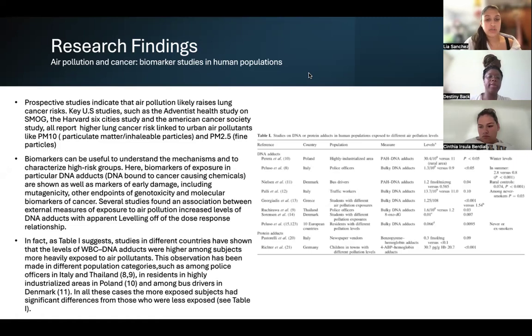Biomarkers can be useful to understand the mechanisms and to characterize high-risk groups. Here, biomarkers of exposure, in particular DNA adducts, which are DNA that's bound to cancer-causing chemicals, are shown, as well as markers of early damage, including mutagenicity, other endpoints of genotoxicity, and molecular biomarkers of cancer. Several studies have found an association between external measures of exposure to air pollution and increased levels of DNA adducts, with apparent leveling off of the dose-response relationship.